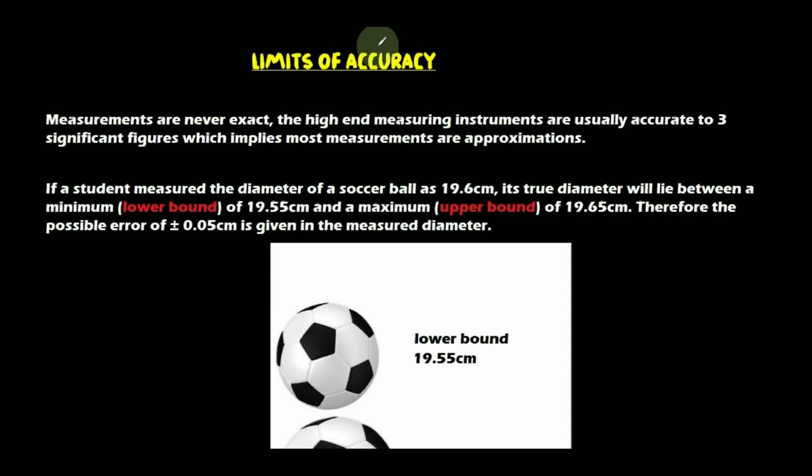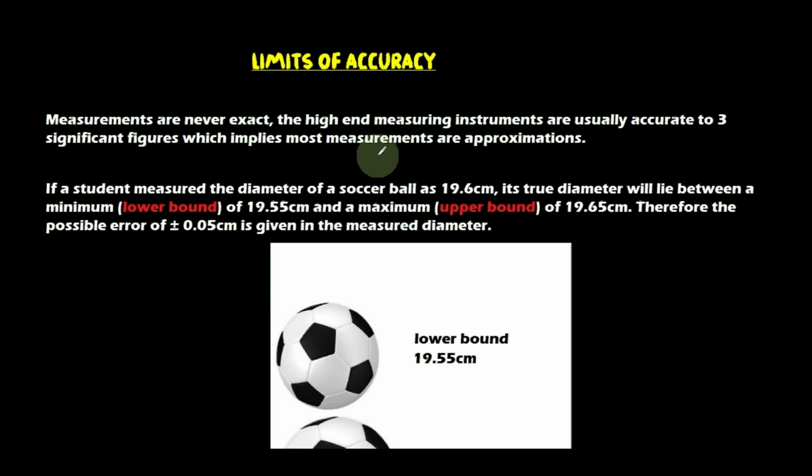Limits of accuracy. Measurements are never exact, but rather they are more precise. They are confined to a certain region, and many measurement instruments do not give the exact value of the quantity being measured, because many measuring instruments are only limited to a specific number of significant figures. Like, say, the vernier calipers, it cannot measure to the very highest degree of accuracy, or even the micrometer screw gauge. They are limited to a certain range.